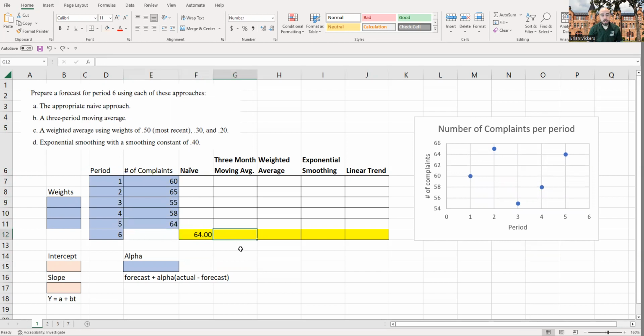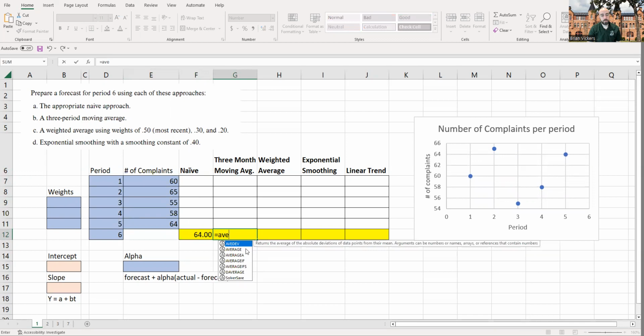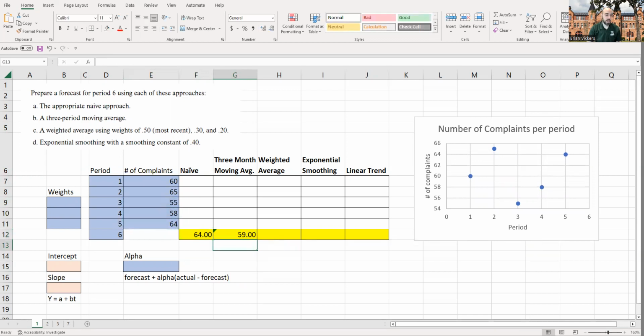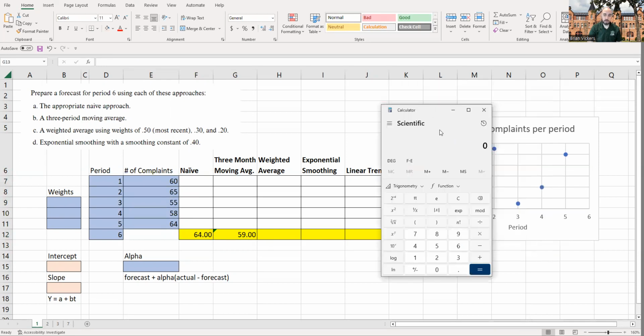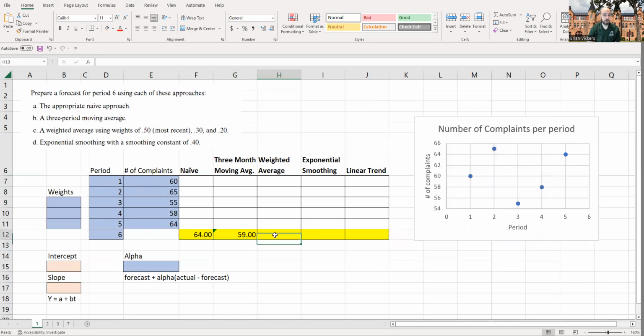There it is. Now, a 3-month moving average is going to be the average of the last 3 periods. How would I do this by hand if I was calculating it outside of Excel? Well, I would add up the sum of the 3 previous periods, so 64 plus 58 plus 55, and then because there's 3 periods, I divide by 3, 59. You can see those answers match. Easy enough there.